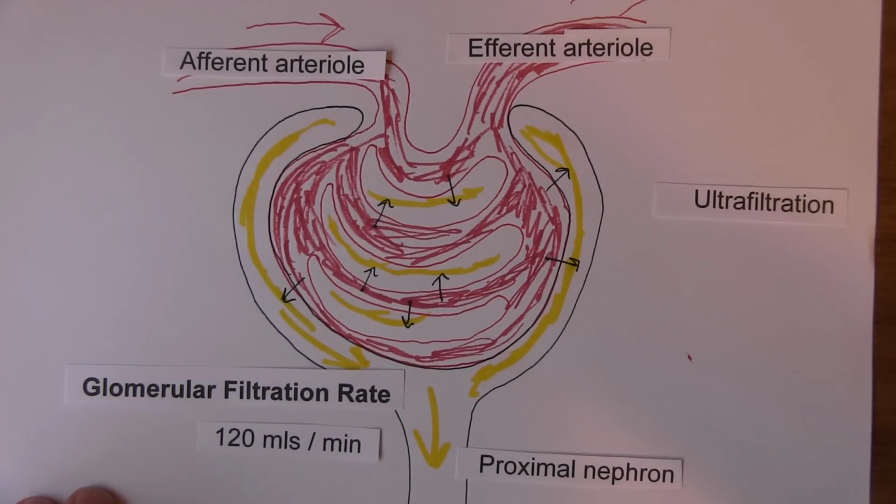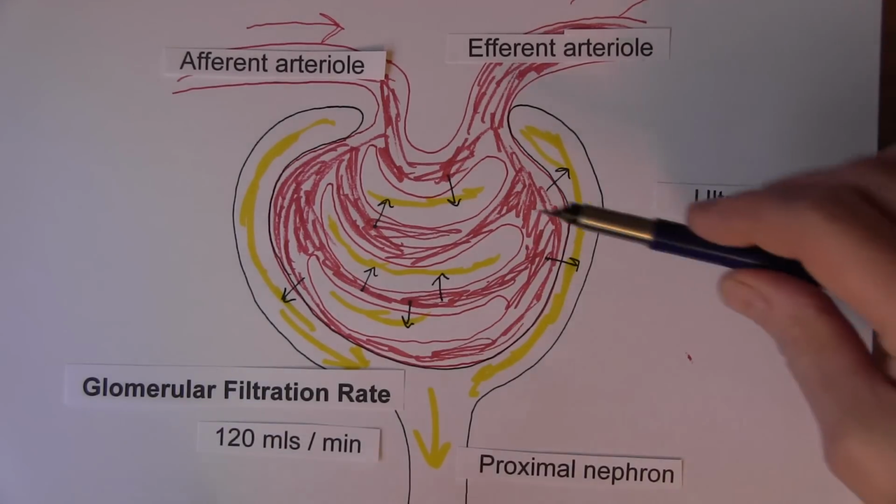Now the glomerular filtration rate will vary depending on the size of the person, the body surface area, but we normally say 120 mils plus or minus 25 mils of glomerular filtrate per minute. This is every minute, so this works out at about 180 litres a day of glomerular filtrate being formed. And that's for an average sized person who apparently has a body surface area of 1.73 square metres.